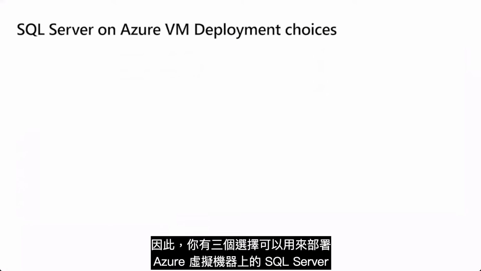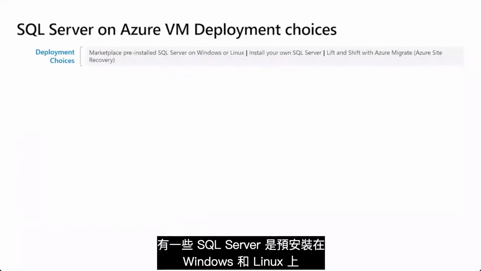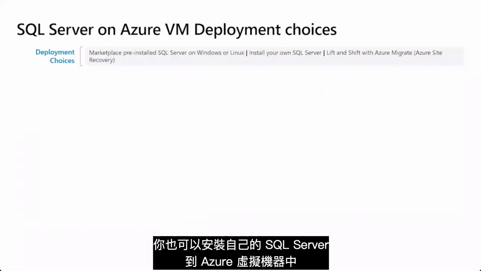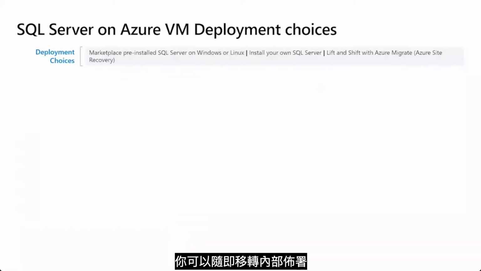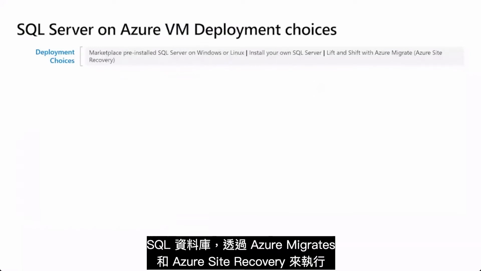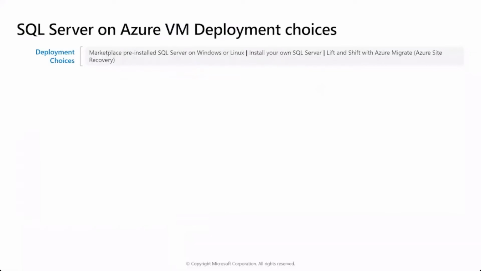So you have three options to deploy a SQL Server to an Azure Virtual Machine. There are some pre-installed SQL Server on Windows and Linux virtual machines in Azure, which you can access through the marketplace. You can also install your own SQL Server to an Azure Virtual Machine. You can lift and shift your on-premises SQL databases using Azure Migrate and Azure Site Recovery.